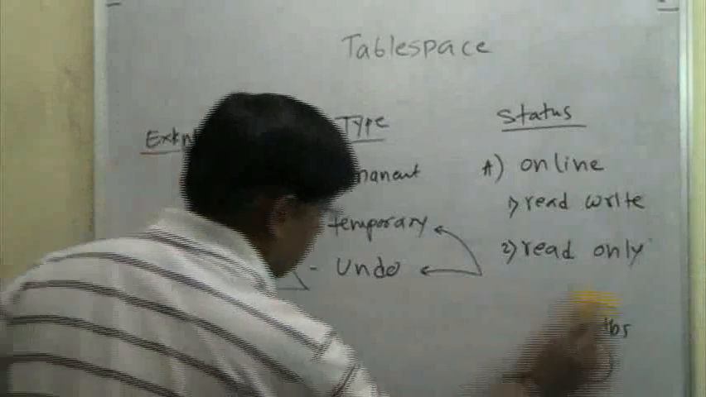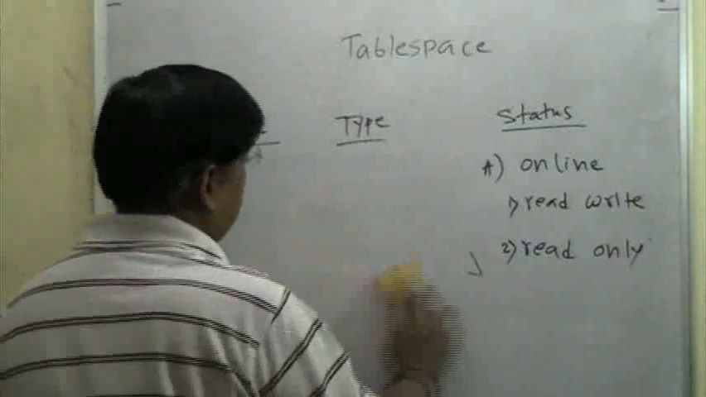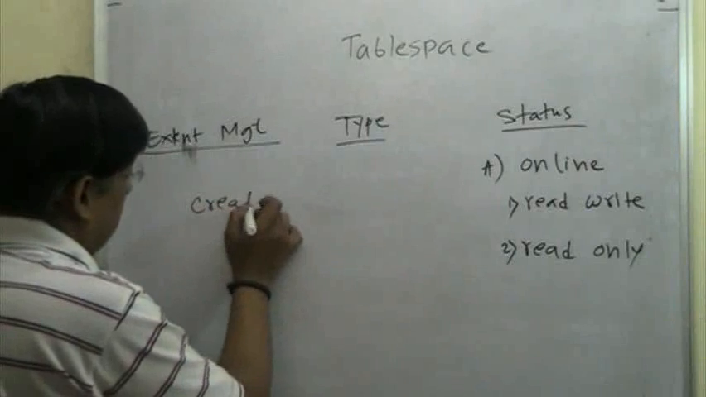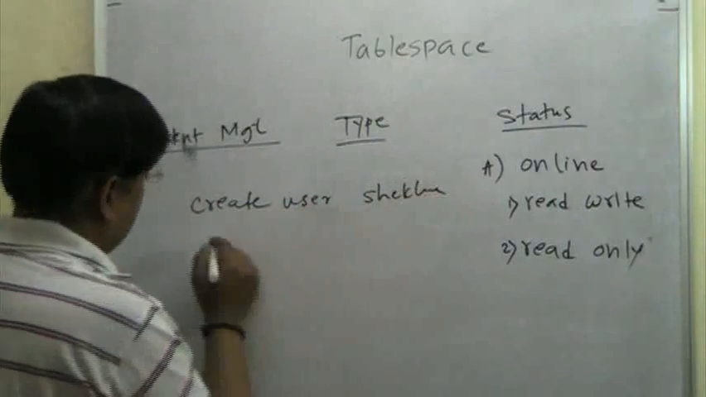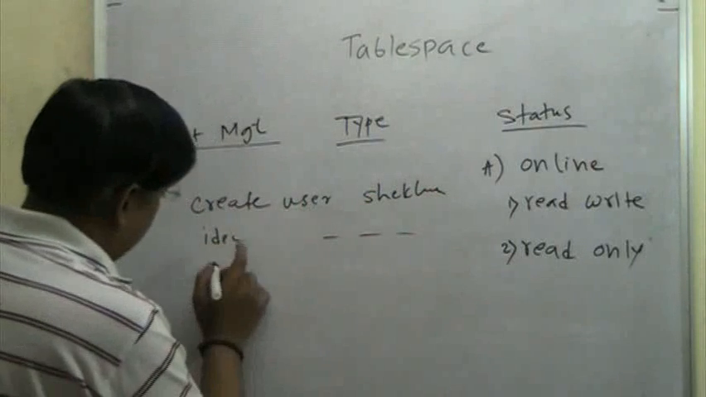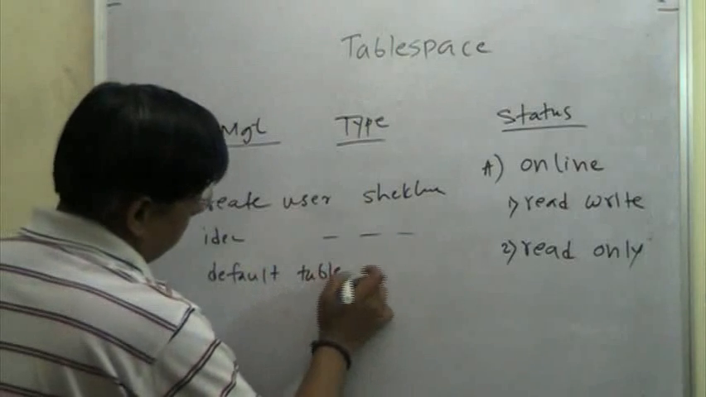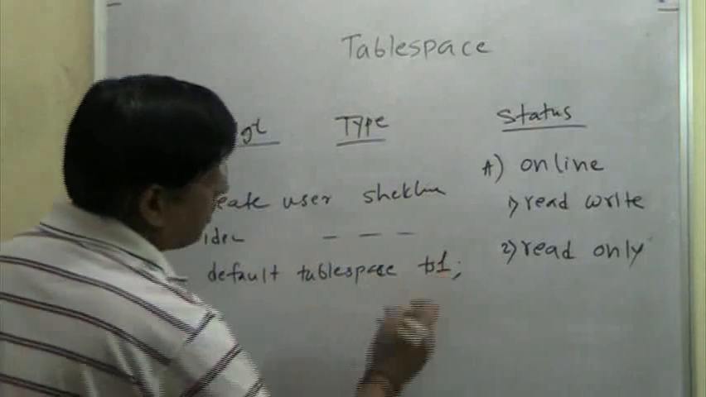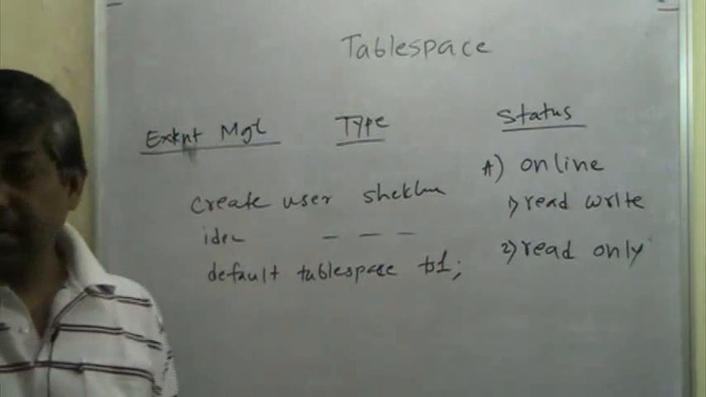You guys remember that command, create user? Let me erase this now. So: create user shaker identified by the password, and then default tablespace, let us say TS1, and I put a semicolon there. Okay, I did not specify the temporary tablespace.